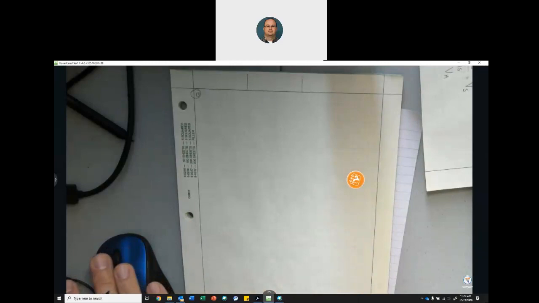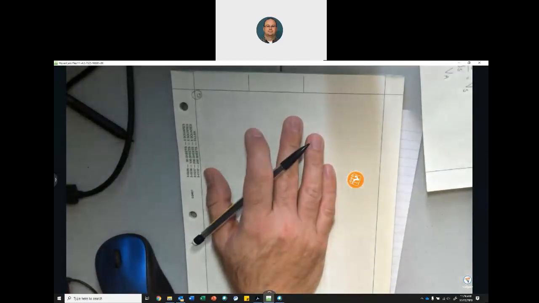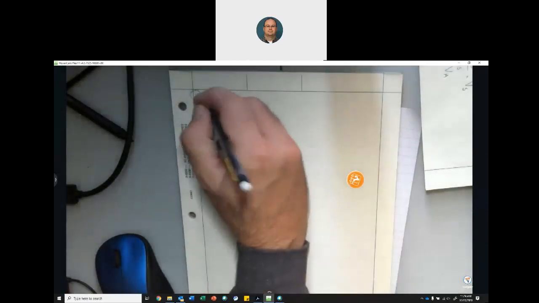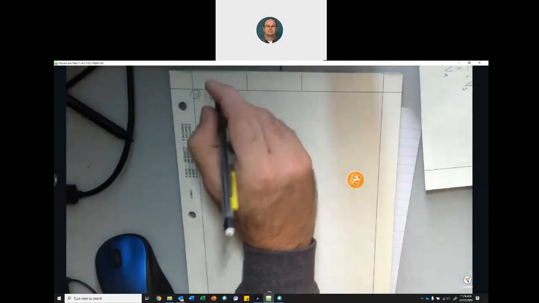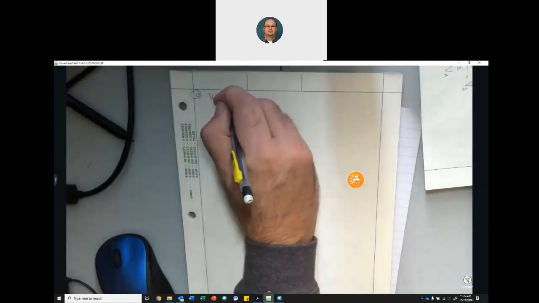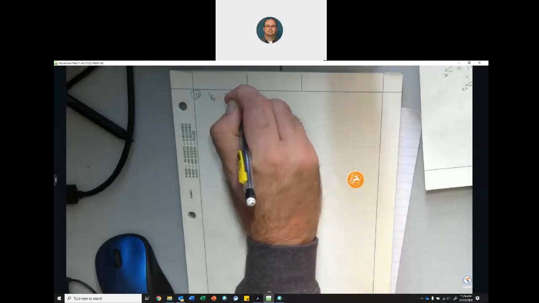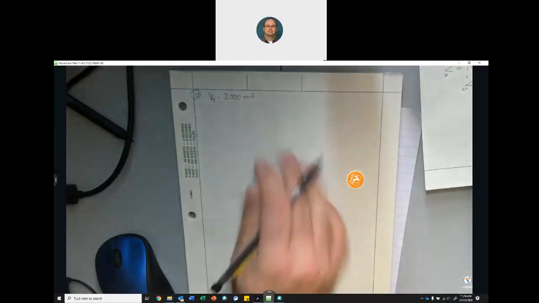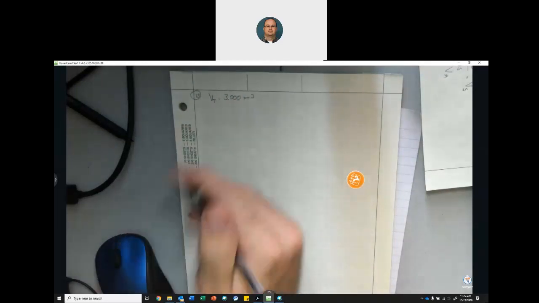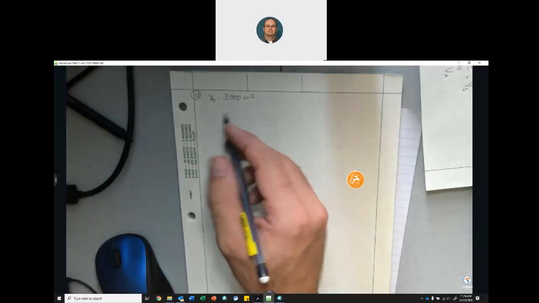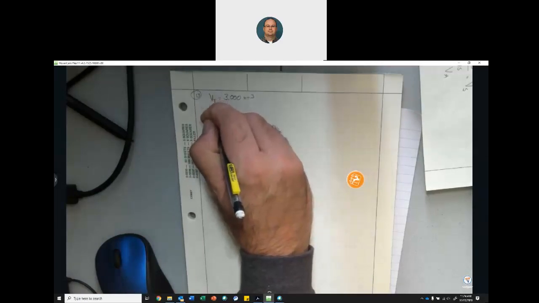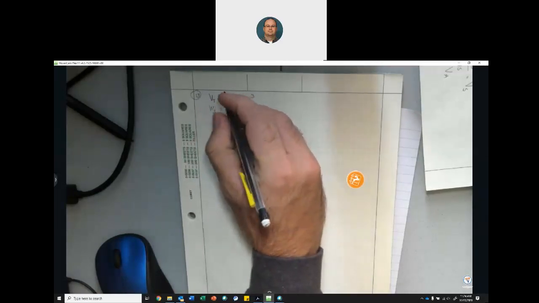13. A cubic foot container is filled with 345 pounds of dry sand. Okay. Total volume equals 3.000 cubic feet. It's filled with 345 pounds of dry sand. So weight of solids equals 345 pounds.